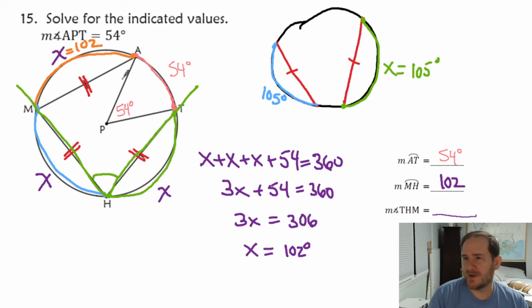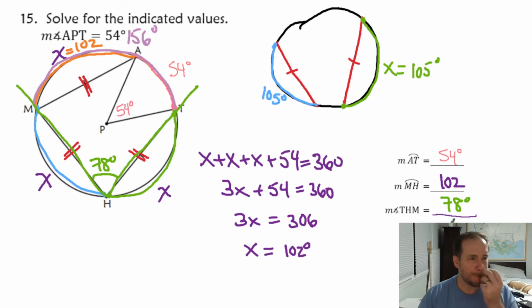So that means the guy up here that's getting cut by the angle that we want is this whole thing in lavender. It's the 102 and the 54 together. So that's 156. So the angle down here must be half of 156, which is 78.